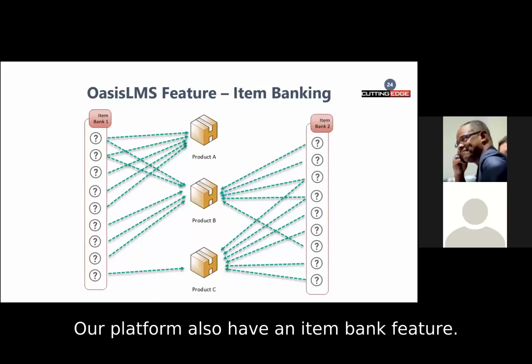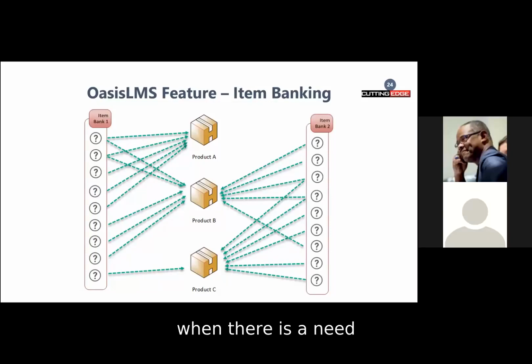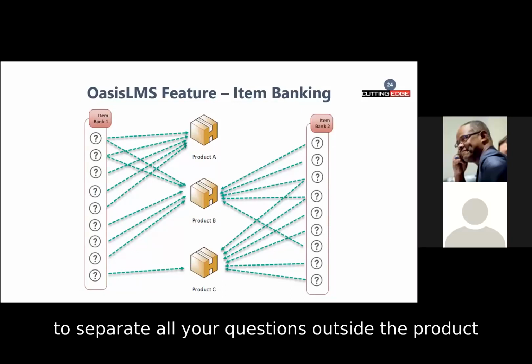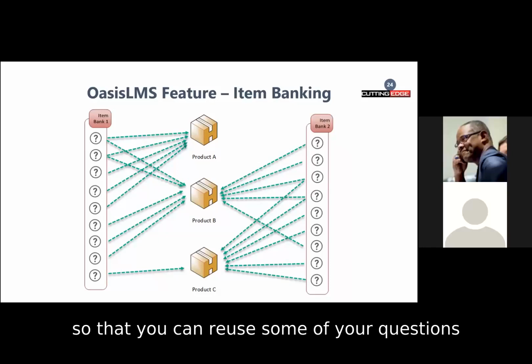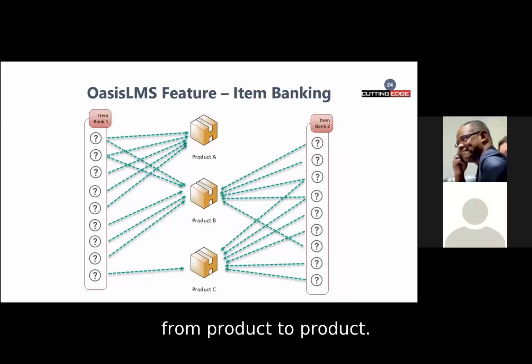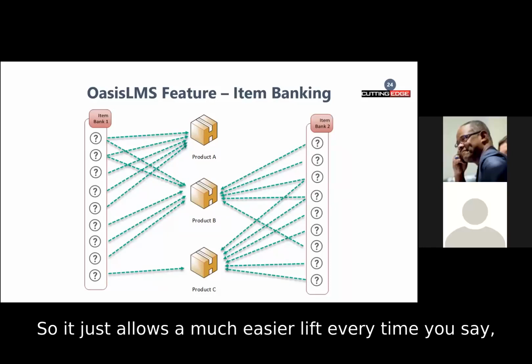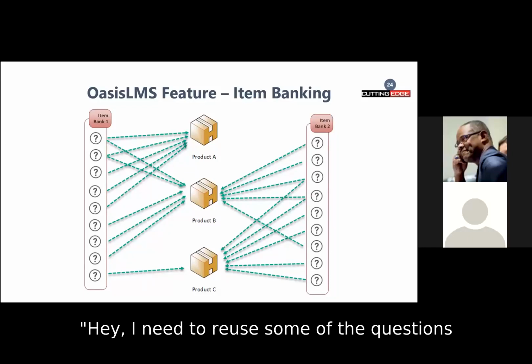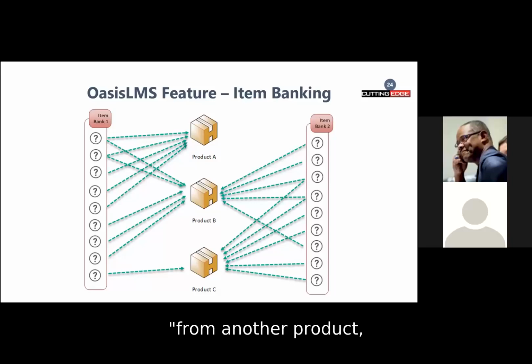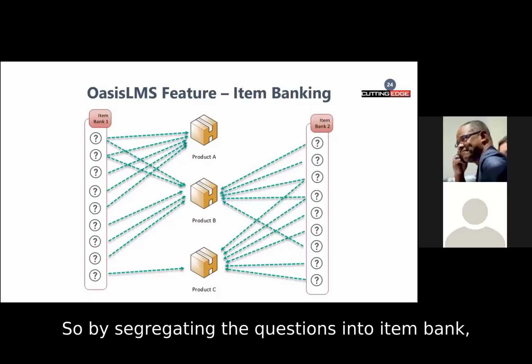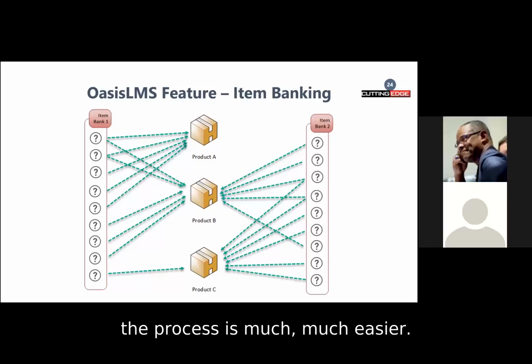Our platform also has an item bank feature. This is very useful when there is a need to separate all your questions outside the product so that you can reuse some of your questions from product to product. It just allows a much easier lift every time you say, hey, I need to reuse some of the questions from another product in a new product. So by segregating the questions into an item bank, the process is much, much easier.